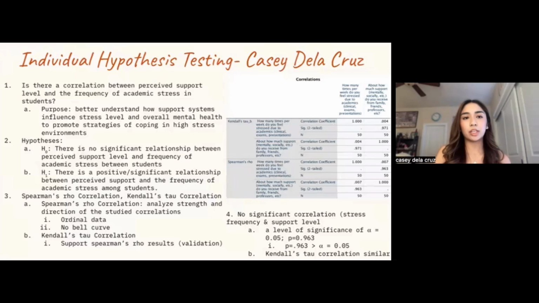The research question I proposed directly aligns with my group's overall study of the relationship between school-related stress and mental health in nursing students.